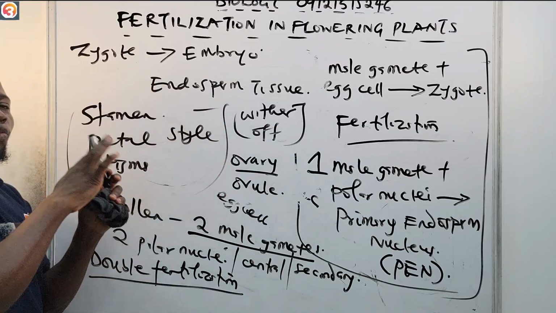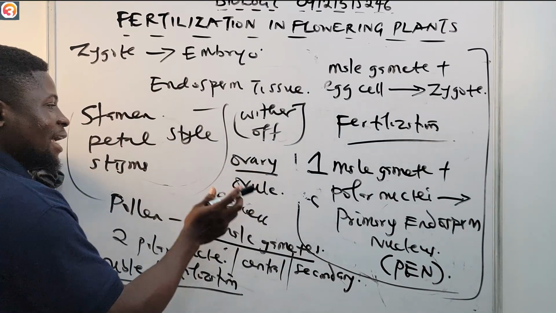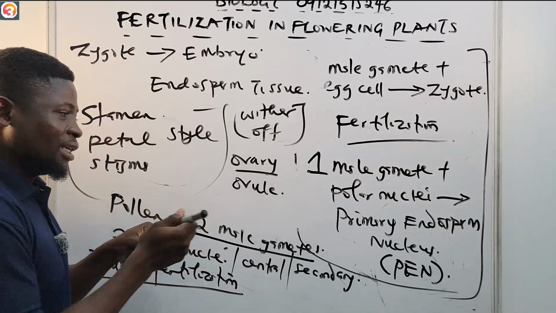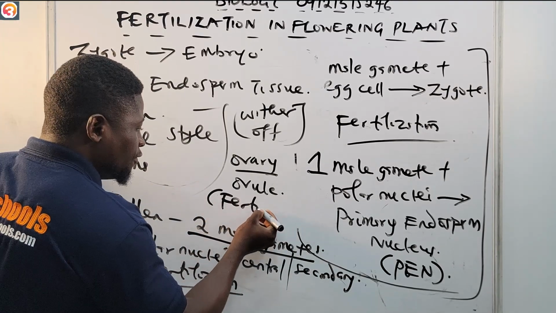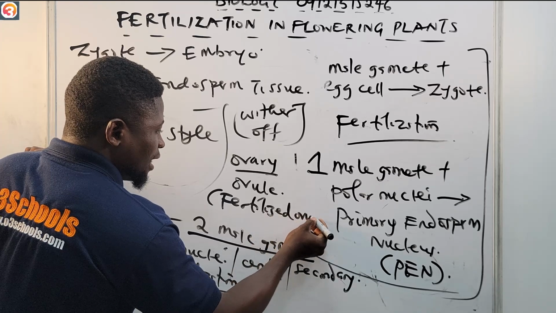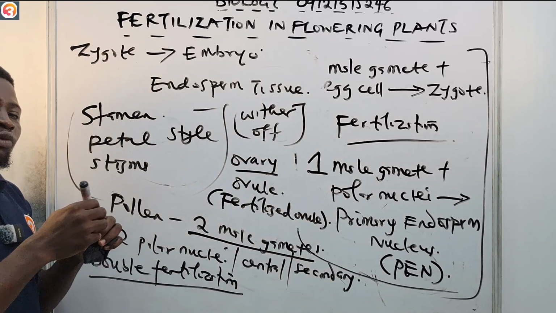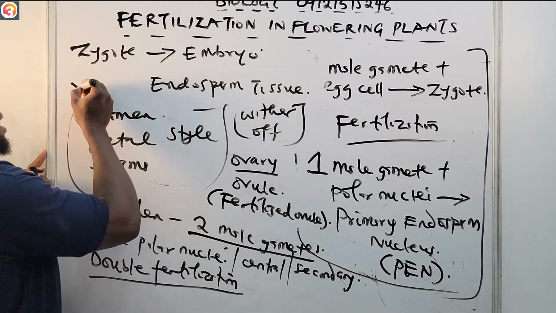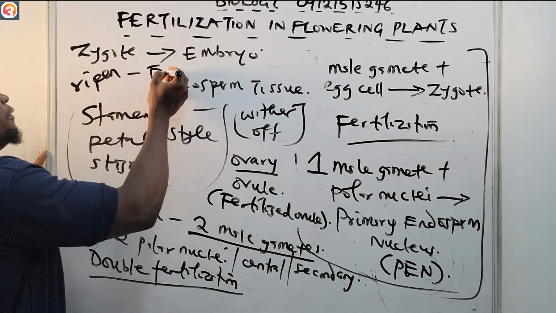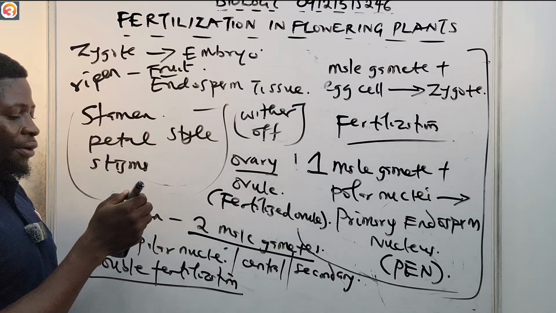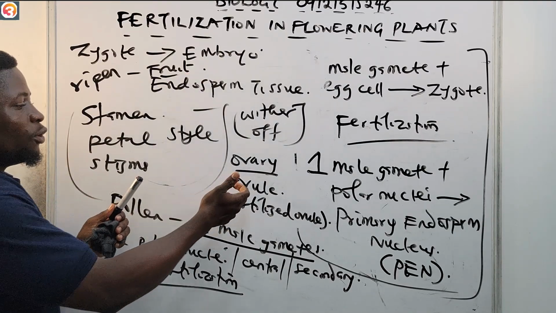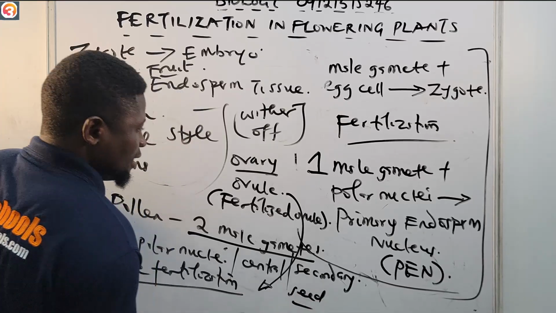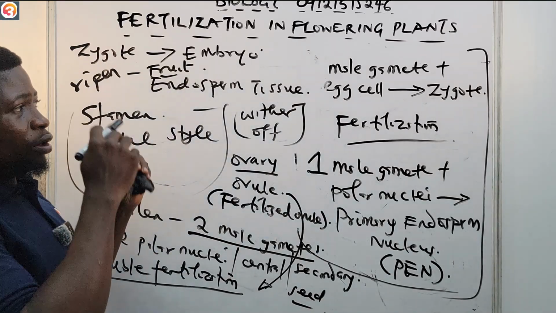All other parts will wither off, leaving us only the ovary and the ovule, though we cannot call it ovule again because fertilization has taken place. We call it the fertilized ovule. And then the ovary will ripen to form the fruit, while the ovule will develop into the seed. So that is basically the whole process.